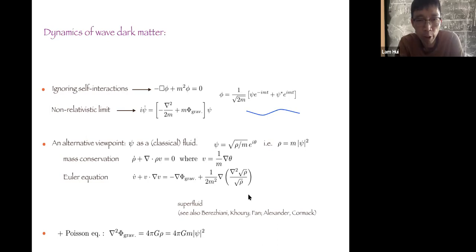Okay, so these are the two different points of view. I'm going to call this the wave point of view, Schrödinger equation plus Poisson, or the fluid point of view, basically mass conservation, Euler equation plus Poisson. Either way, they describe basically this system. So those are the basic equations we are going to work with. It's fairly simple, and we are going to try to draw as many implications as we can out of it without doing too much work. That's the plan. Any questions before we start?